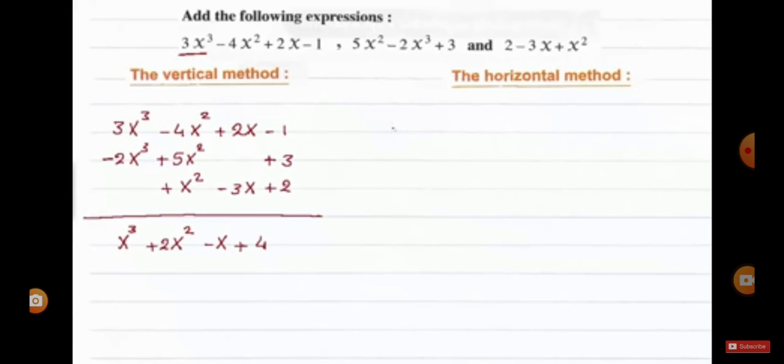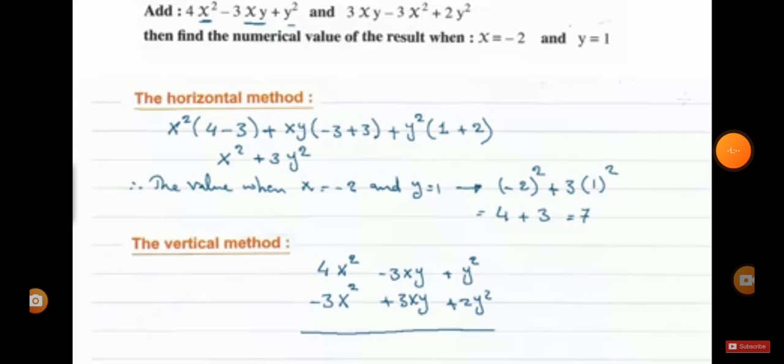Then I have to put the sum of them. 3x power 3 minus 2x power 3 equals x power 3. It means 3 minus 2 equals 1. Then negative 4x power 2, positive 5, positive 1. It means 2x power 2. Positive 2x, so negative 3x, equals negative x. Negative 1 plus 3 plus 2 equals positive 4.